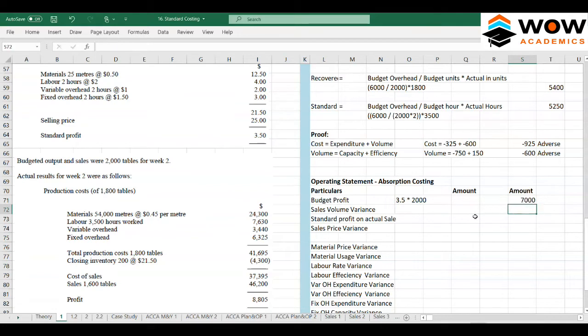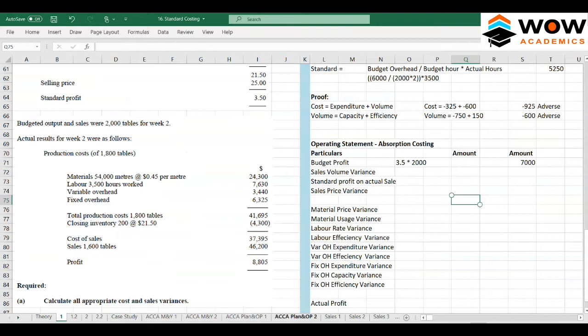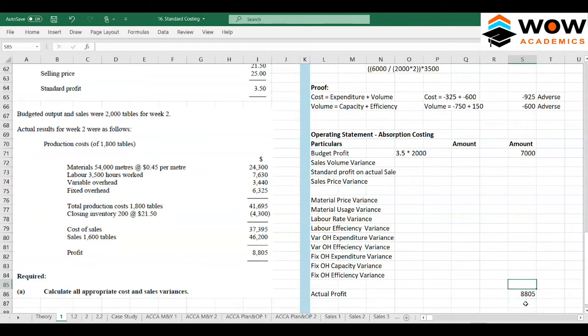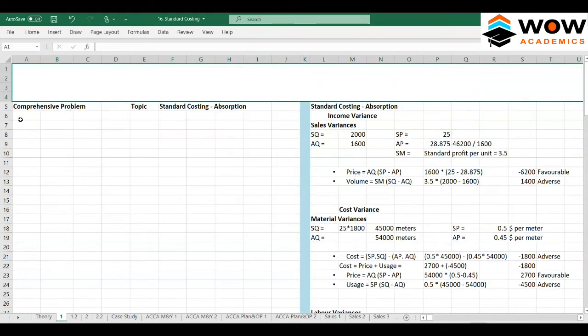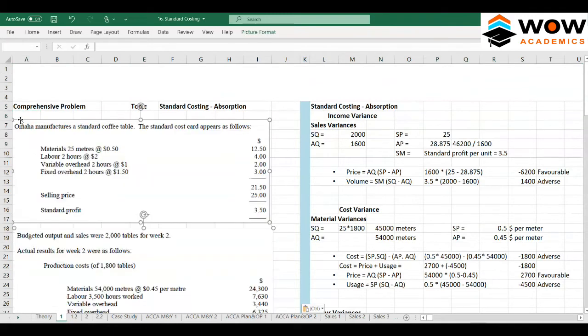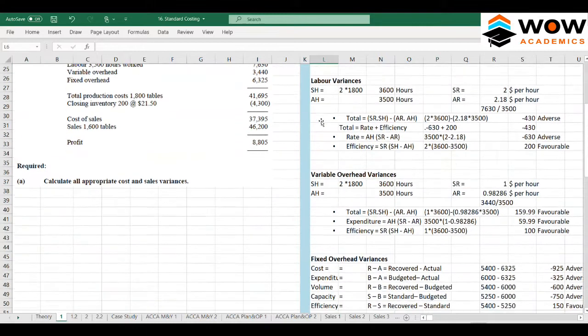And what's the actual profit? Actual profit is 8,805. So you can go to the last number here, 8,805. All these variances should explain the difference between these two numbers. From here on we don't require these tables, so we can paste them at the top, but we need all these variances. So we have to copy all of them.